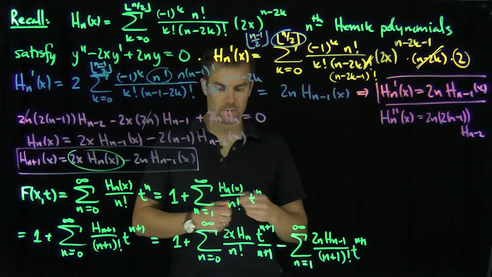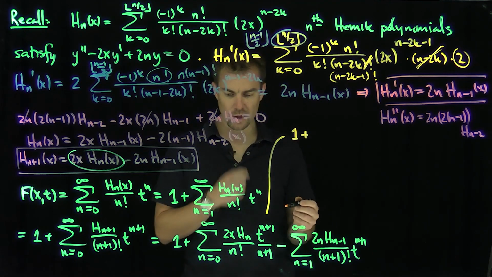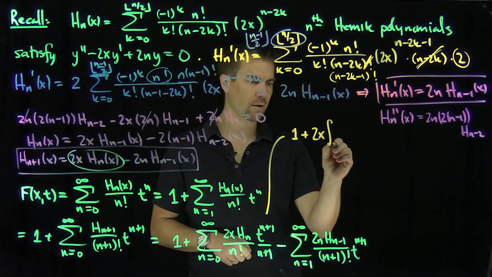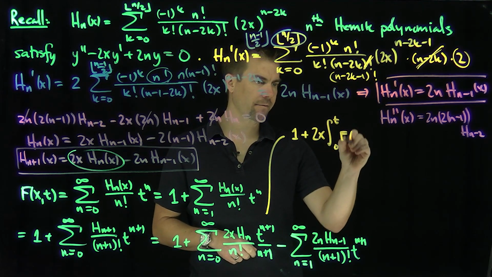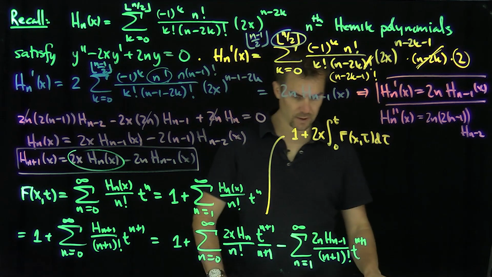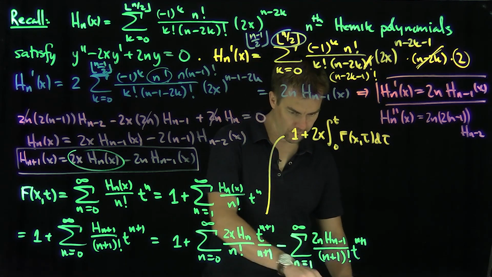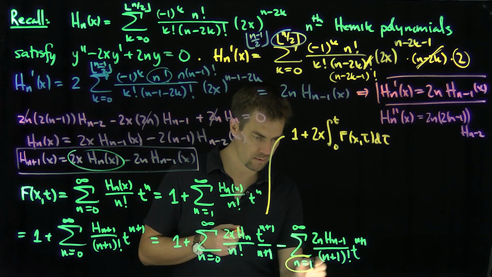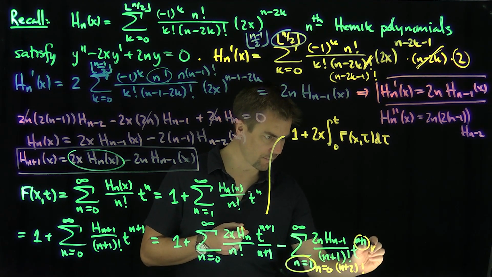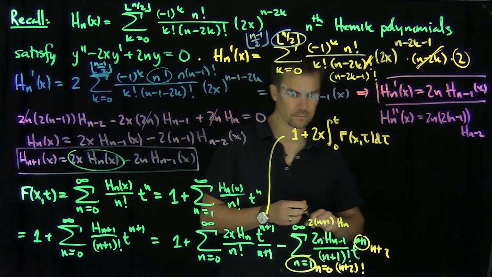And so now let's keep writing this out over here. So let's go back up over here. So what is this? This is going to be 1 plus, now this term over here is exactly what? This is going to be a 2x, the integral of the generating function with respect to t. So this is going to be 2x, the integral from 0 up to t of f of x, tau d tau. And then let's shift these indices over here and figure out what's going to happen. So if I turn this n into a 0, n goes from 0. This turns into an n plus 2 factorial. This turns into an n plus 2. This turns into a 2n plus 1. And this turns into an Hn.